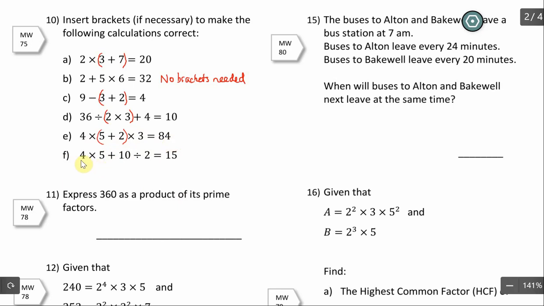On part F, if I use BIDMAS, I would do this first, which would give me 20. And then this would give me 5. 20 plus 5 is not 15. So the brackets need to go around the 4 and the 10. And then that would cause me to do this bit first. So 20 plus 10 is 30, divided by 2 is 15.